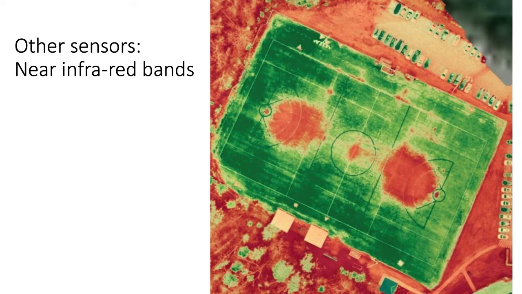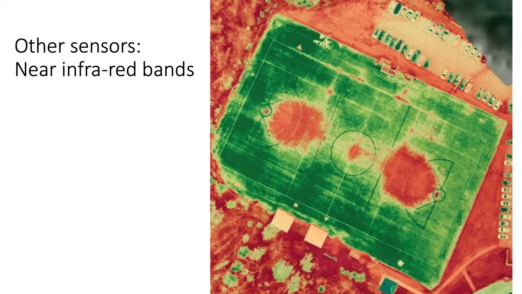We also have some other sensors that can be used on drones to really highlight stressed areas that maybe we can't see with the eye. In this case, it's using some near infrared bands, those bands that are just below the visual spectrum, or what we can see. And the red is the hotter areas, and the green is the cooler areas. And what this is likely showing is the more stressed areas, might be water stress, wear stress on that field.